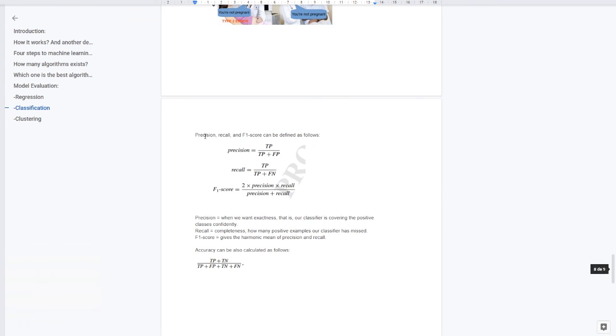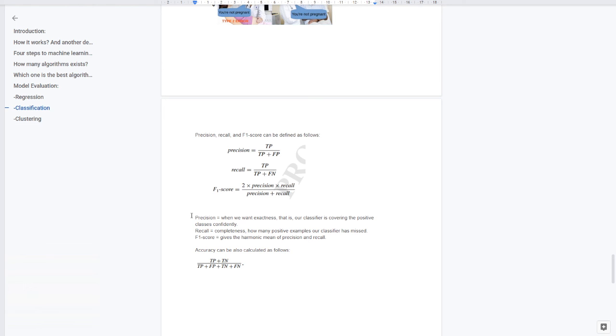Well, precision, recall and F1 score can be defined as follows. Precision is true positive divided by true positive plus false positive. Recall is true positive divided by true positive plus false negative. And F1 score is 2 multiplied by precision multiplied by recall, divided by precision plus recall.